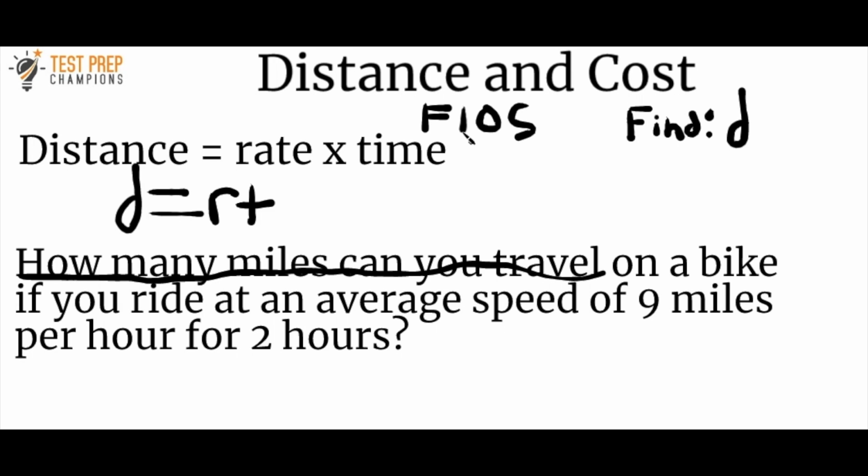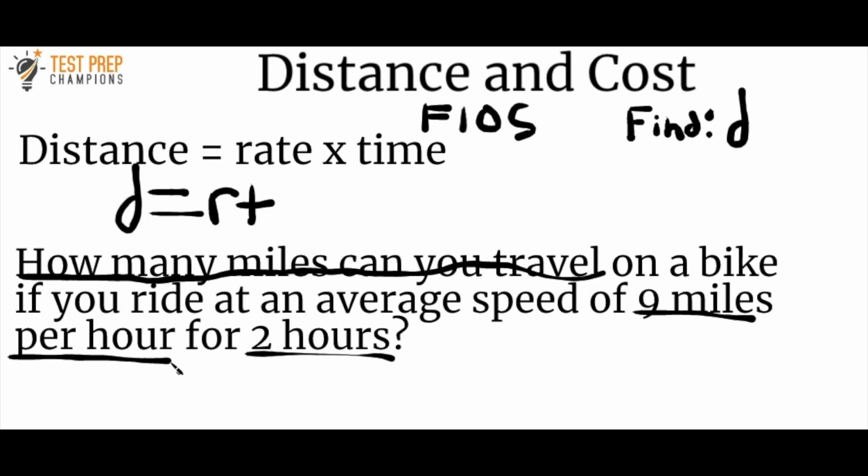The I stands for information. So what information are we given, and what information is necessary to solve the question here? So let's look at the other pieces in the question that we're given here. If you ride at an average speed of 9 miles per hour, so this number 9 miles per hour is going to be important to us. And we also see for 2 hours, so we've got a 9 and we've got a 2 here, all right?